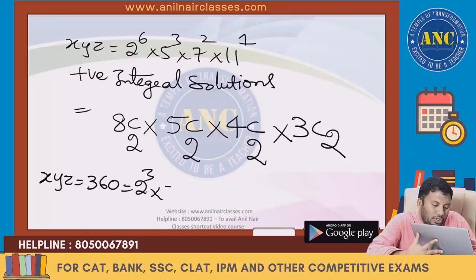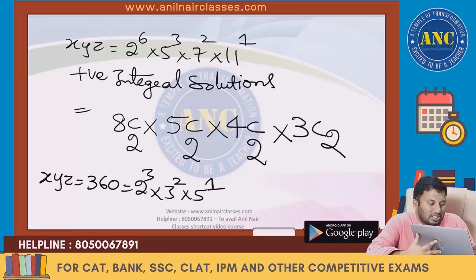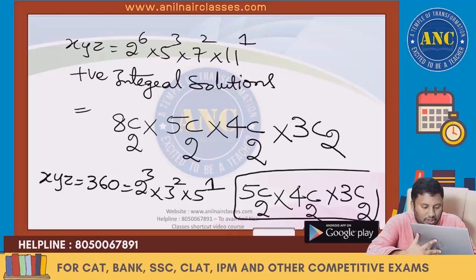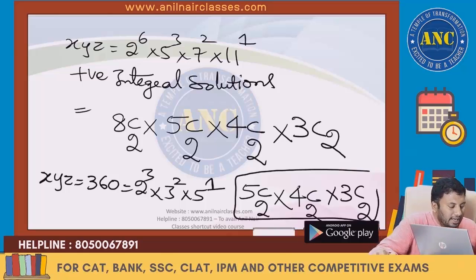360 is 2 cube into 3 square into 5 power 1. What is the answer? 3 plus 3, 6. 5C2. 2 plus 3, 5. 4C2. 1 plus 3, 4. 3C2. So it is 5C2 into 4C2 into 3C2. Idea clear. Everybody start analyzing it.